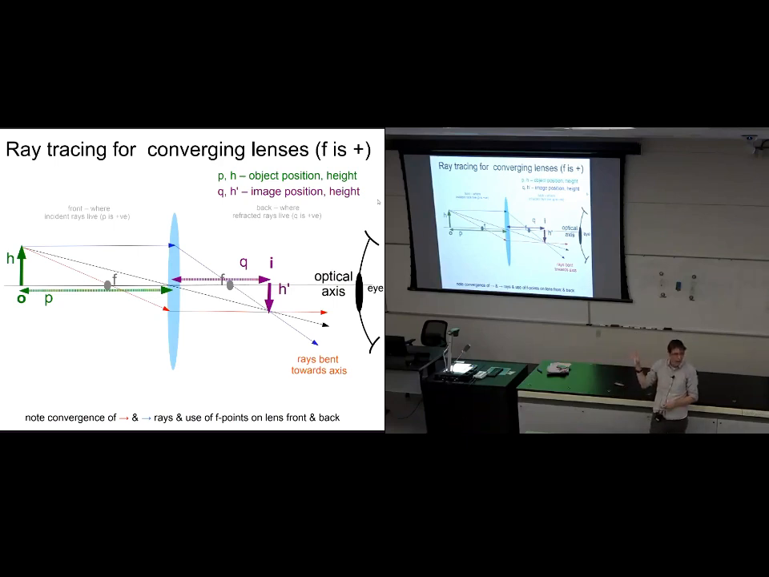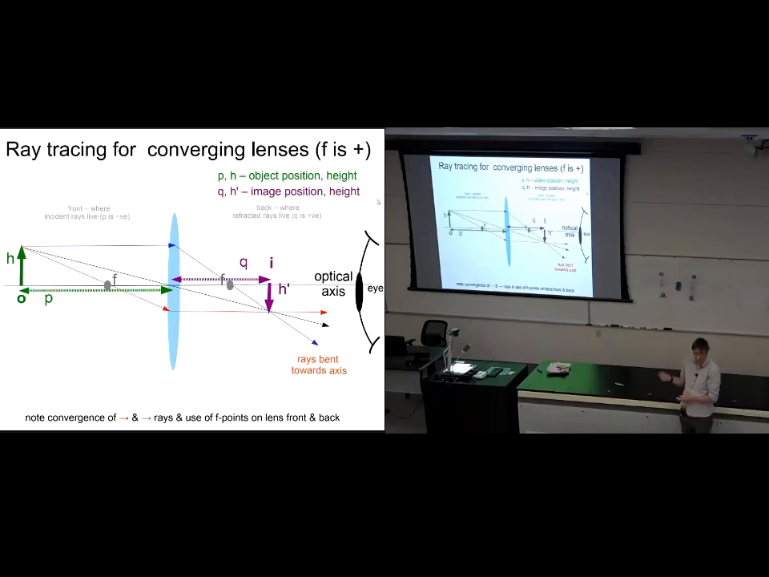The eye, my giant brain, is collecting and interpreting. And I say, where do those light rays come from? Where do those light rays appear to come from? I start tracing them back, trace the blue one back, the black one back, the red one back. They appear to come from this common point here. This is where the image is located.